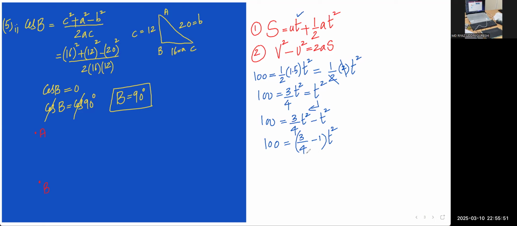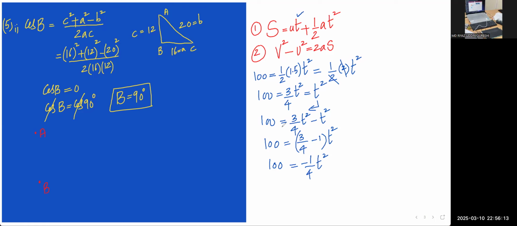So then if you simplify, how much is it? 100 will be kept as it is here. It is equal to, if simplifying, minus 1 by 4, right? Minus 1 by 4.